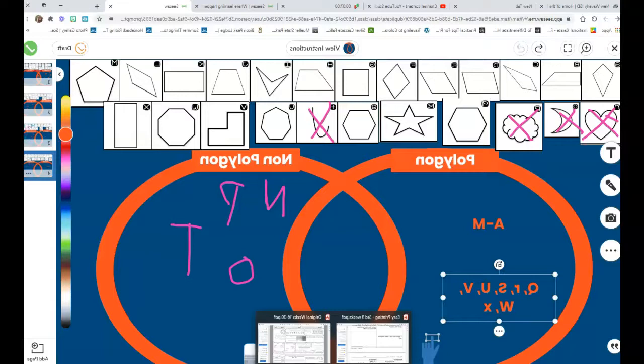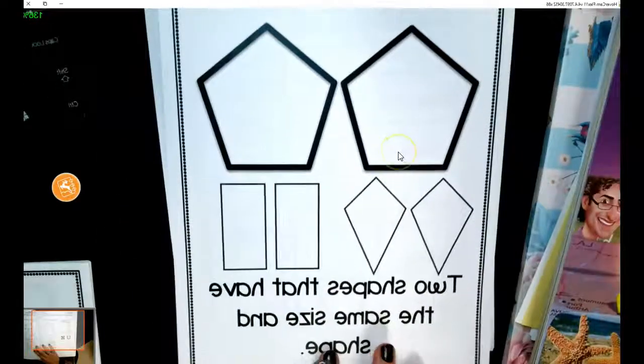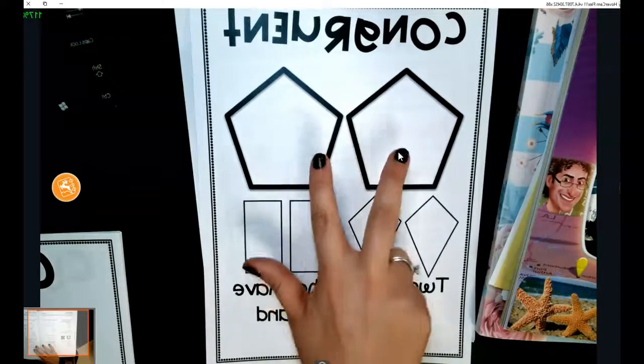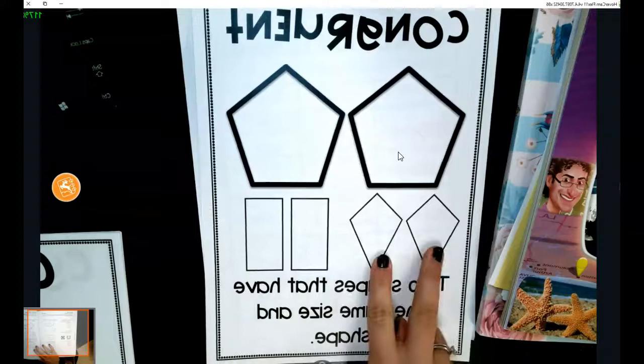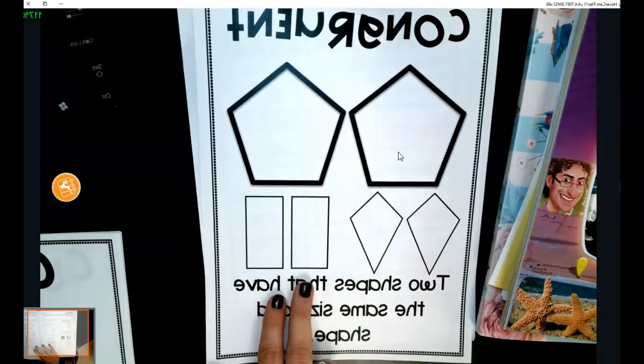Do you think it matters if I twist them around? If I have two squares that are exactly the same and I twist it, would they still be congruent? Yes. Okay. So congruent is what we're going to practice today. Two shapes that have the same size and same shape. So we have these two. They're exactly the same. Two diamonds, two rectangles. Okay.